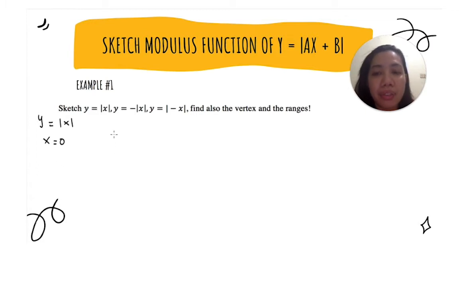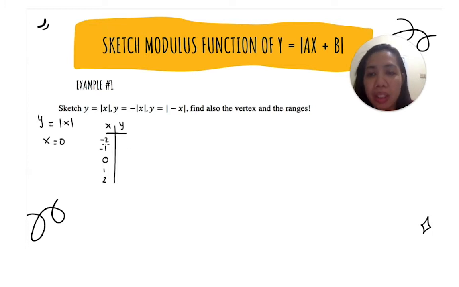Okay, and then after that we have to make an x and y table like this, and then put this x-coordinate of the vertex here, and after that take two x values from the left and two x values from the right. So from the left it will be -1 and -2, and from the right it will be 1 and 2. And after that we have to find the value of y from this function.